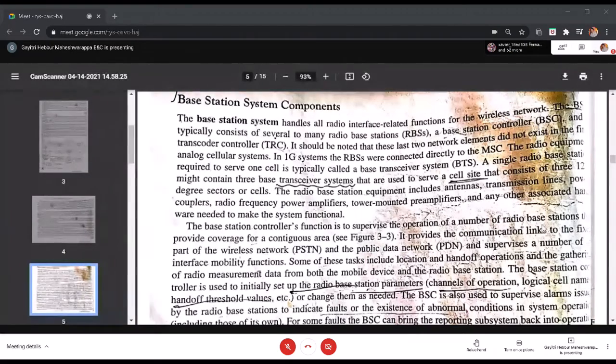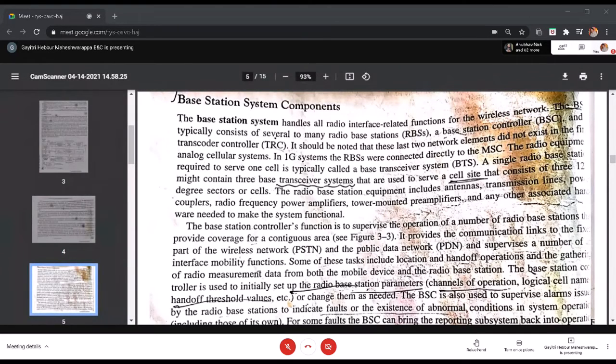A radio base station is nothing but a mini radio base station. It is nothing but an antenna system, and it's called a cell. So all the cells are connected to a single BSC, base station controller. Hope you understand this. Then it provides the communication links to the fixed part of the wireless network. All the radio base stations, the cells, are connected to a single base station controller.